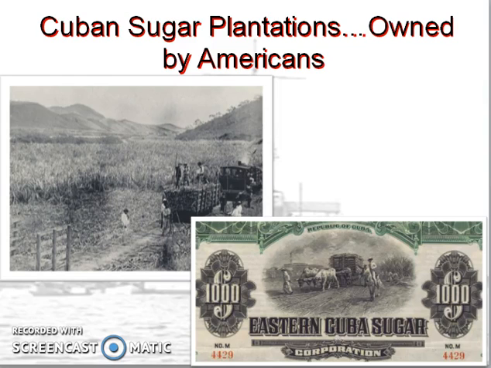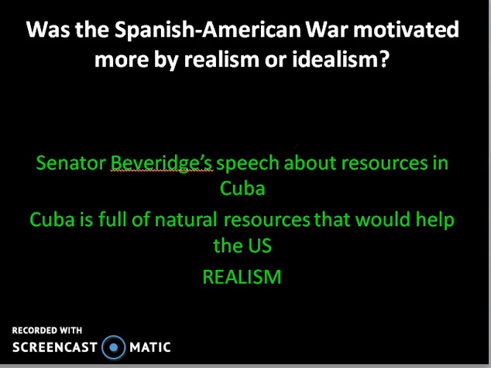You can see there's a picture of a Cuban sugar plantation from about this time, and there's even a $1,000 bill from the Eastern Cuba Sugar Corporation, which was an American corporation that owned a plantation in Cuba for sugar. So that would be realism, because we're protecting our own interests, which is clearly self-interest.